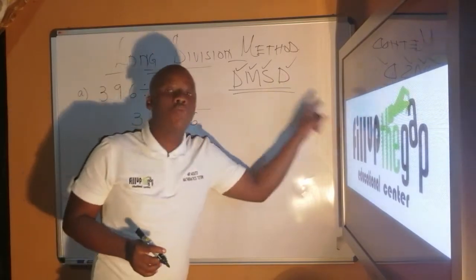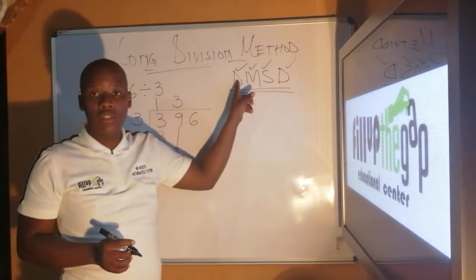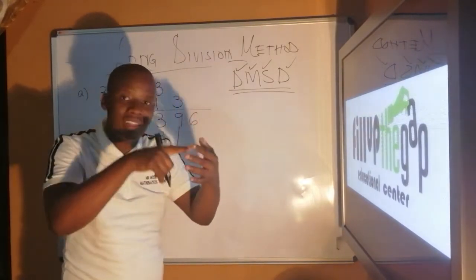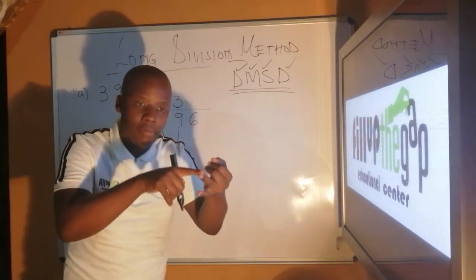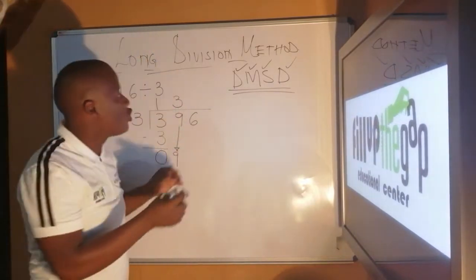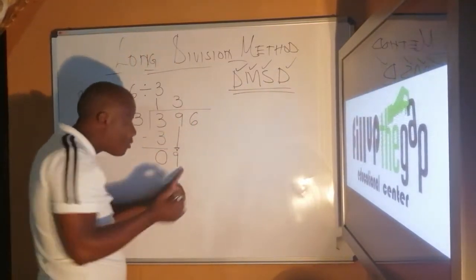So when we are done with dropping, we go back and repeat the process. We're going to divide, multiply, subtract, and drop. So we are done with dropping. We dropped 9.